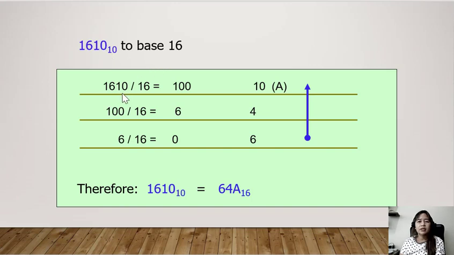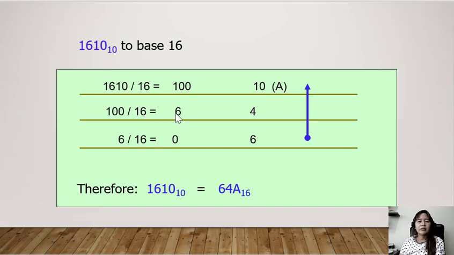To convert 1610 to hexadecimal, divide 1610 by 16, you get 100 with a remainder of 10. Note again that we only focus on the whole number. The remainder will be set aside. At the same time, it should be converted into alphanumeric if it's a number from 10 to 15. So 10 here is equivalent to A, and then we focus on the whole number, which is 100 divided by 16.